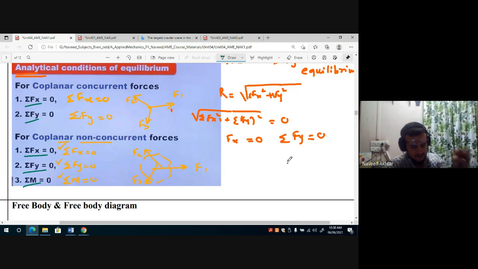So, understood? That is nothing but the conditions of equilibrium. So what have we seen now? You have seen the equilibrant, that is opposite to the resultant with equal magnitude and the same line of action. And then we have seen the analytical conditions of equilibrium of forces, for the concurrent force system and for the non-concurrent force system.